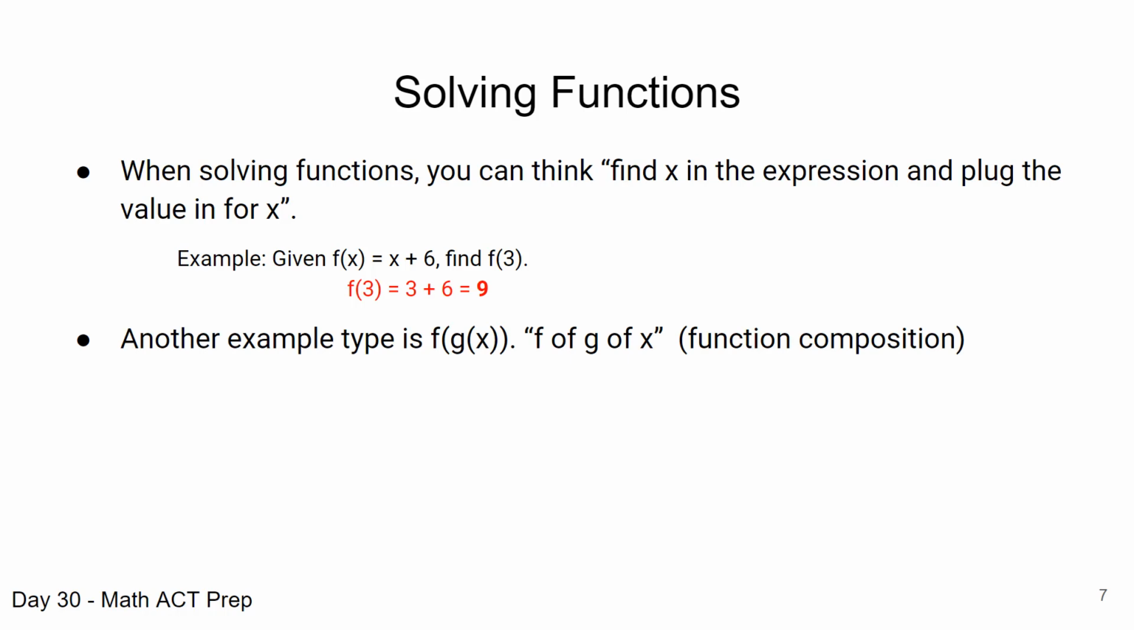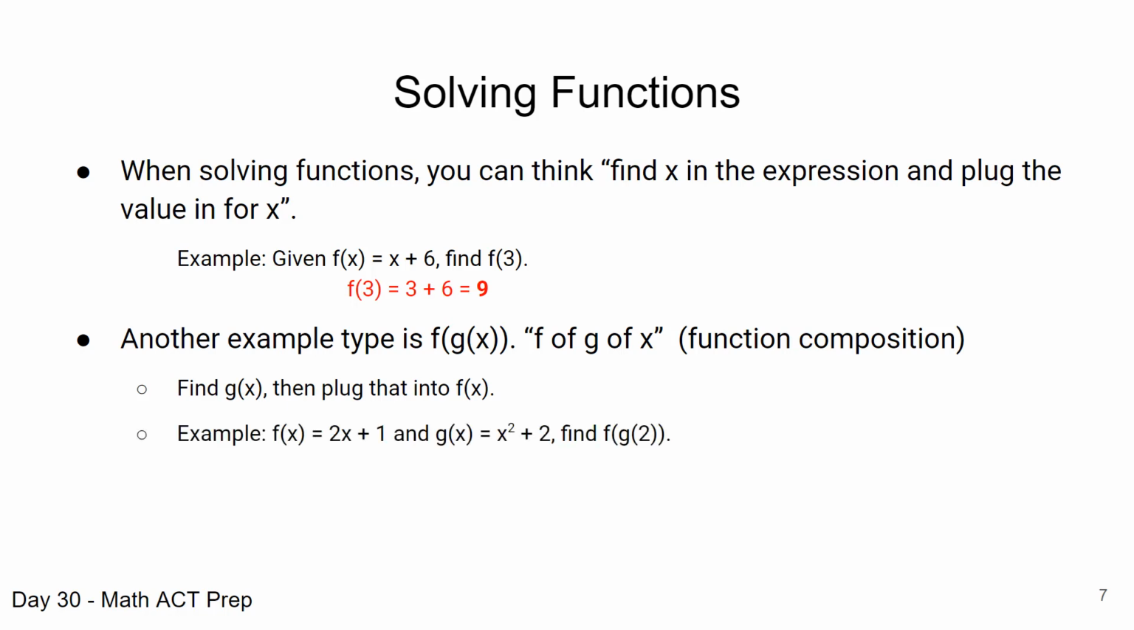This is function composition. It's f of g of x. What that means is we're going to start almost on the inside with the g of x, find the g of x, then we're going to plug that in to f of x. We work inward and then go outward. So here's our example. If we're given a definition of what f of x is, it's 2x plus 1, and we know that g of x is x squared plus 2, we want to find f of g of 2.